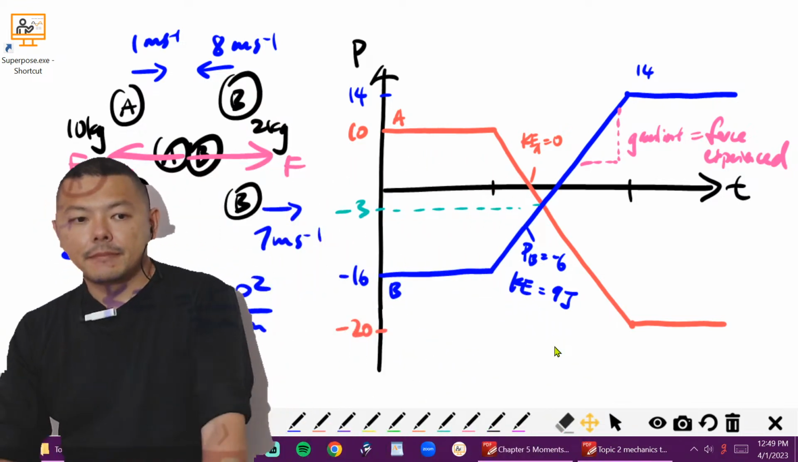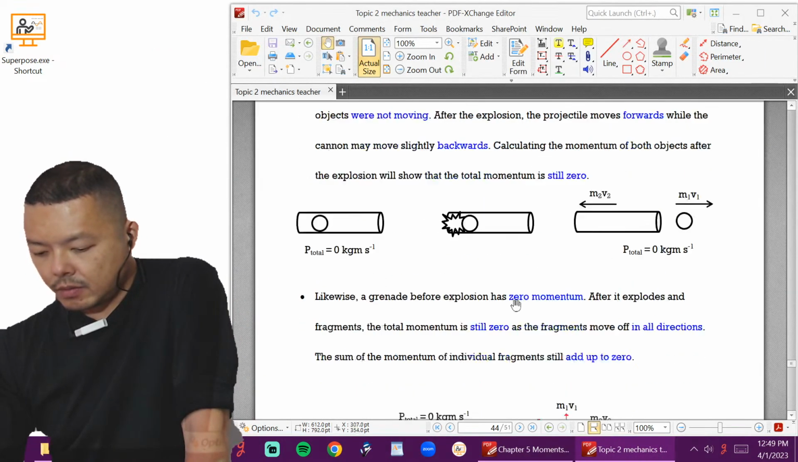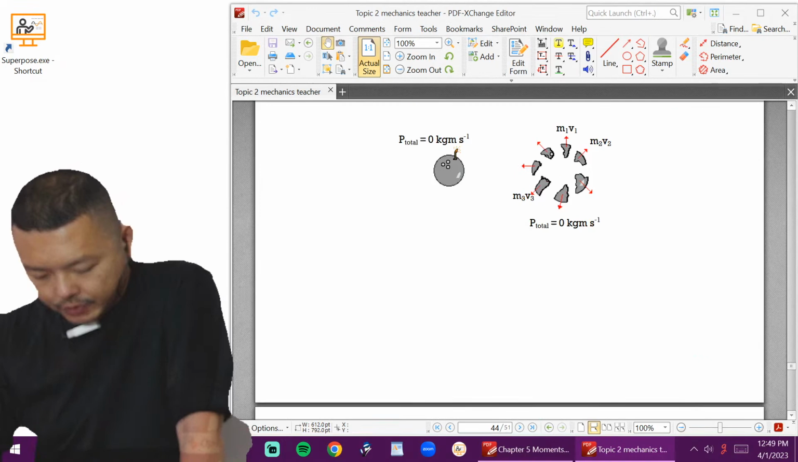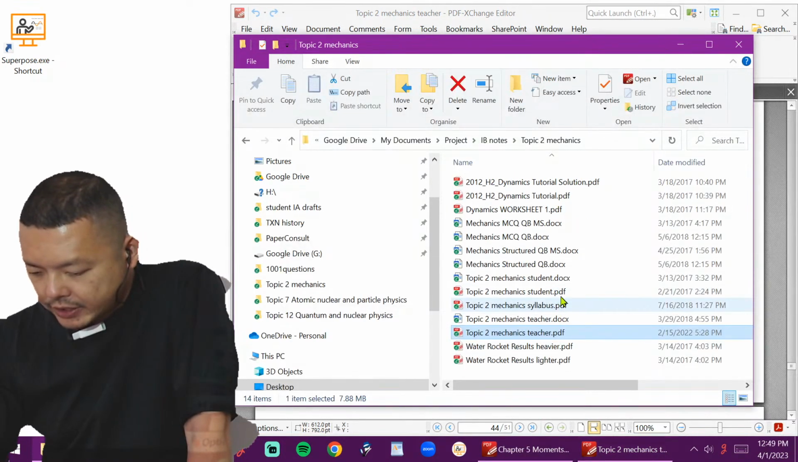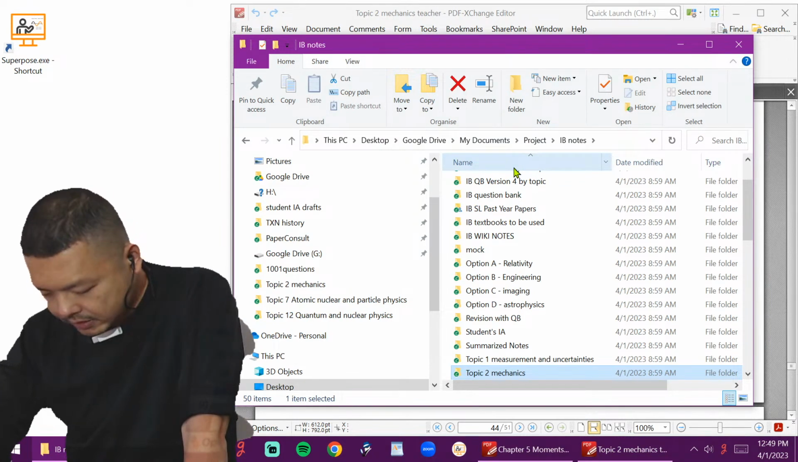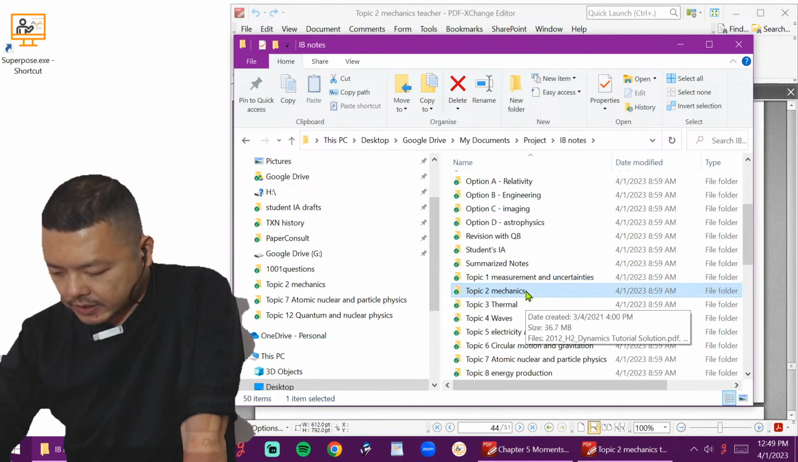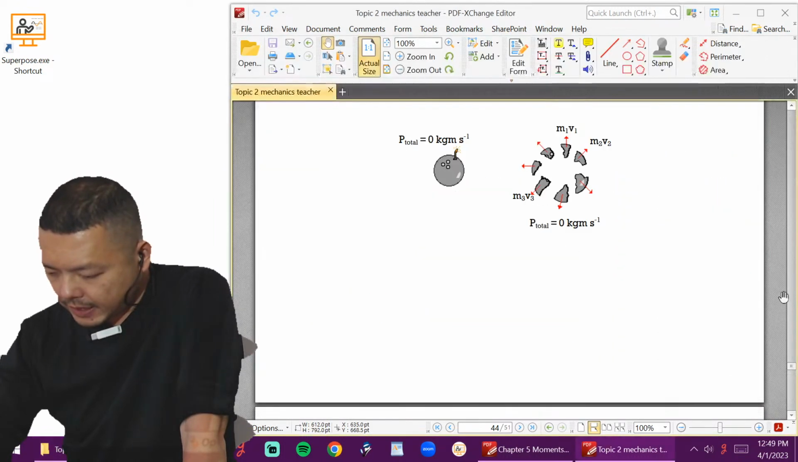Okay, that's it for the graph. That's it for momentum. I'm going to jump into work, energy, power now. If you need to take a toilet break, go ahead. I will start to open the work energy power material, but it's in the same set of notes.